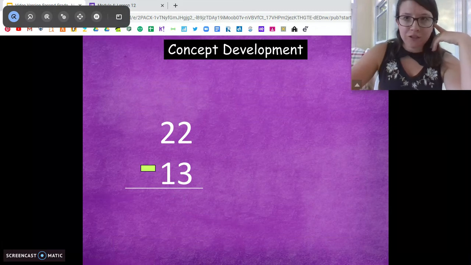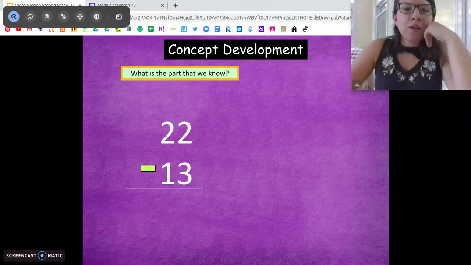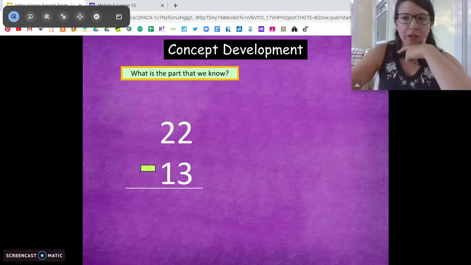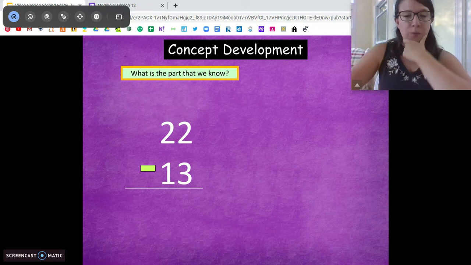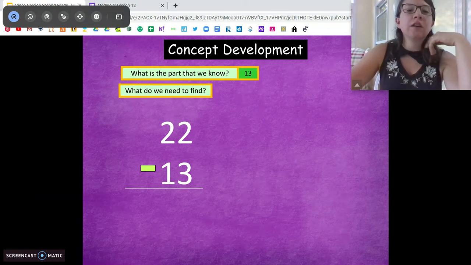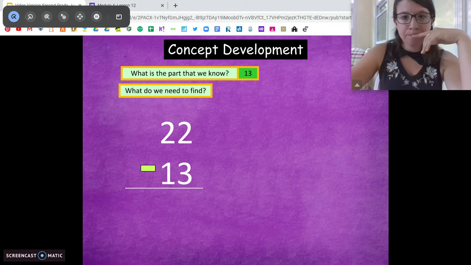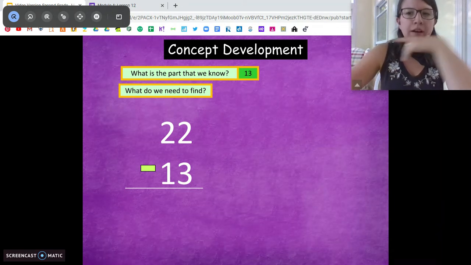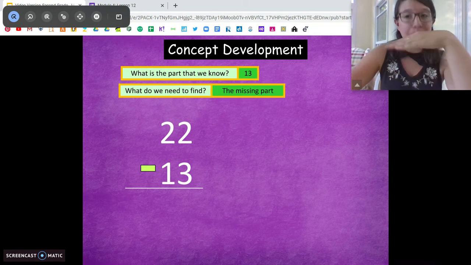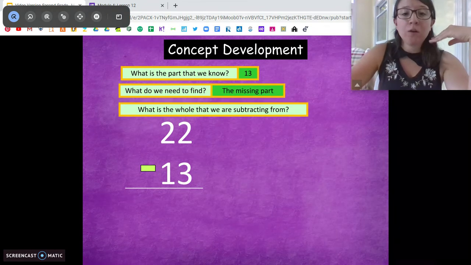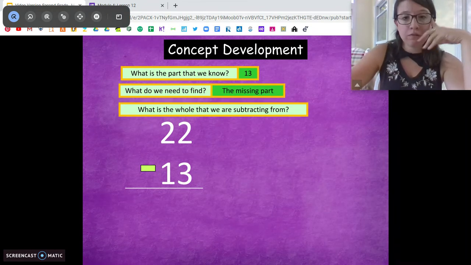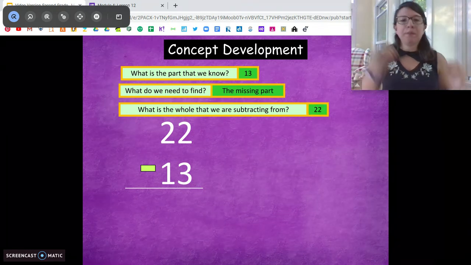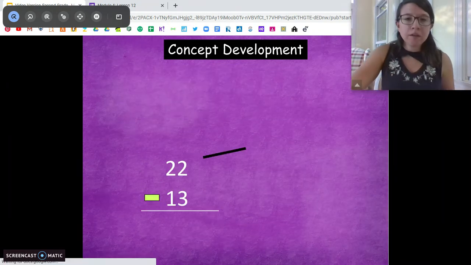All right, let's try this one. Here we go. What's the part that we know? What number is the part that we know? Yes, the 13. Good. What do we need to find? Think about that number bond if you set it up. The missing part. We don't know that other missing part. What's the whole? 22. Beautiful. So we got to find that missing part.